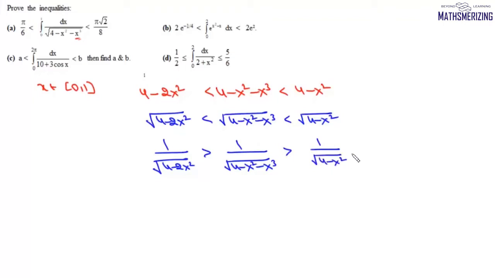4 minus x square. Now the reason I have changed it to the form under root of a square minus x square is because the value of that integral will be sine inverse, and if we use inverse trigonometric function, then we'll get the result in terms of angles. So now what I'll do is, I'll integrate all the three functions in between 0 and 1.